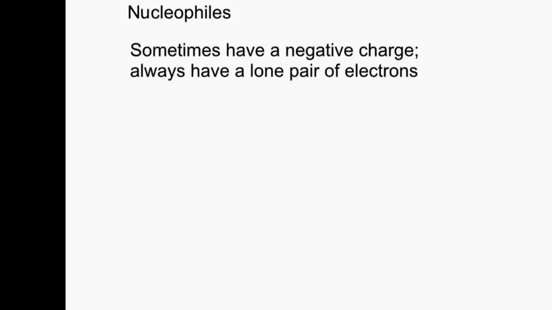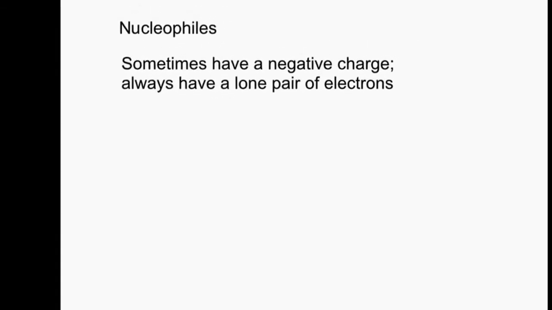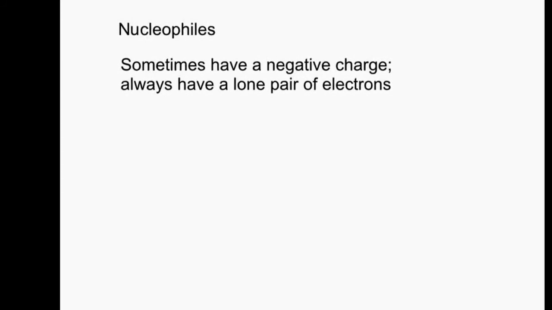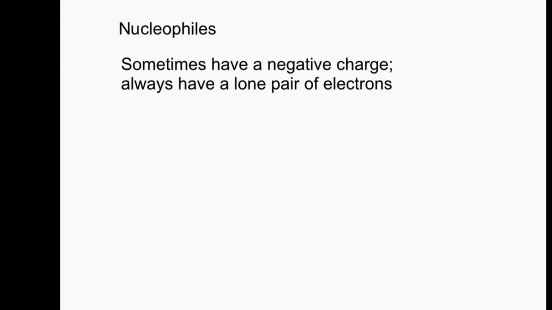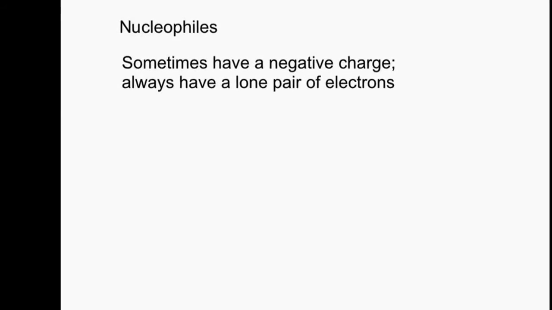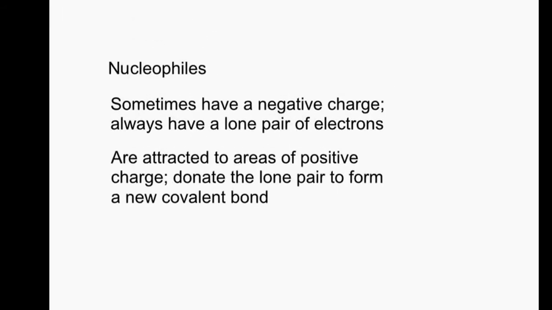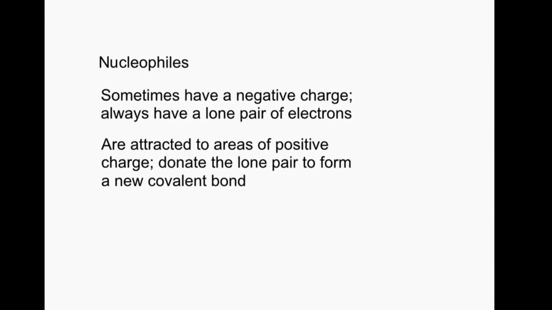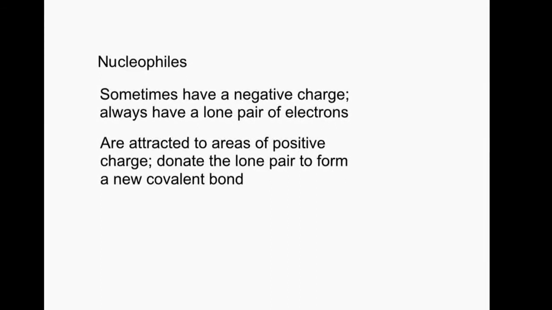This video is looking at nucleophilic substitution reactions. So what is a nucleophile? Sometimes nucleophiles have a negative charge. One thing they must always have is a lone pair of electrons, at least one lone pair. Nucleophiles are attracted to areas of positive charge, as their name suggests.